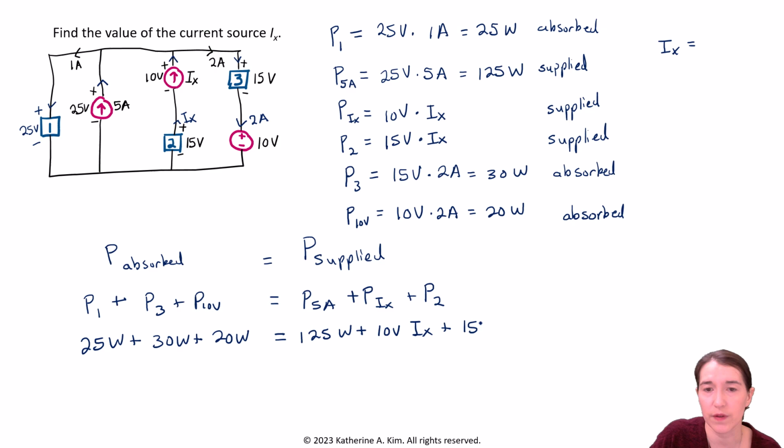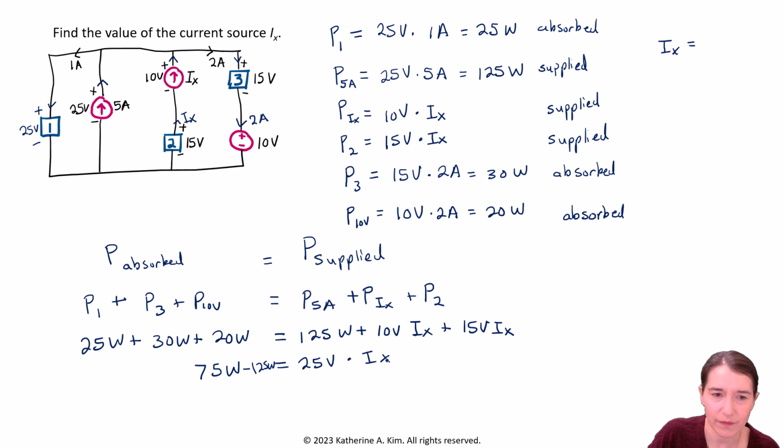All right, well, we have one equation with just one variable that we need to solve for, so we should be able to solve it. So let's add this up. This here is going to be 50 and 75 watts. And then on this side, I'm going to move this over if that's okay. We'll subtract 125 watts here, and then we'll add those 15 and 10 together, so we'll have 25 volts times Ix.